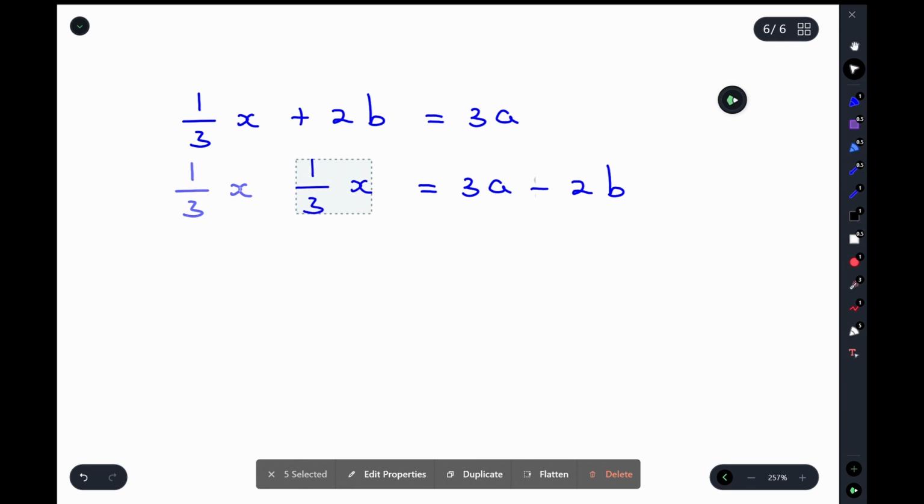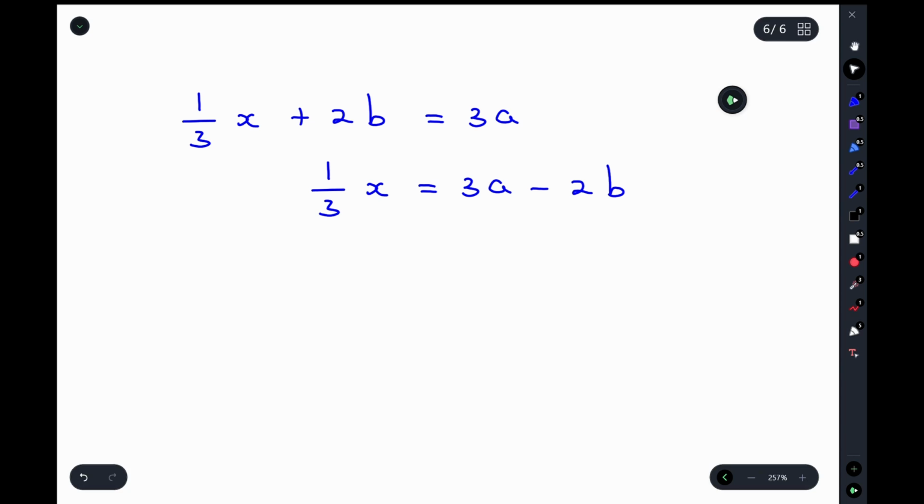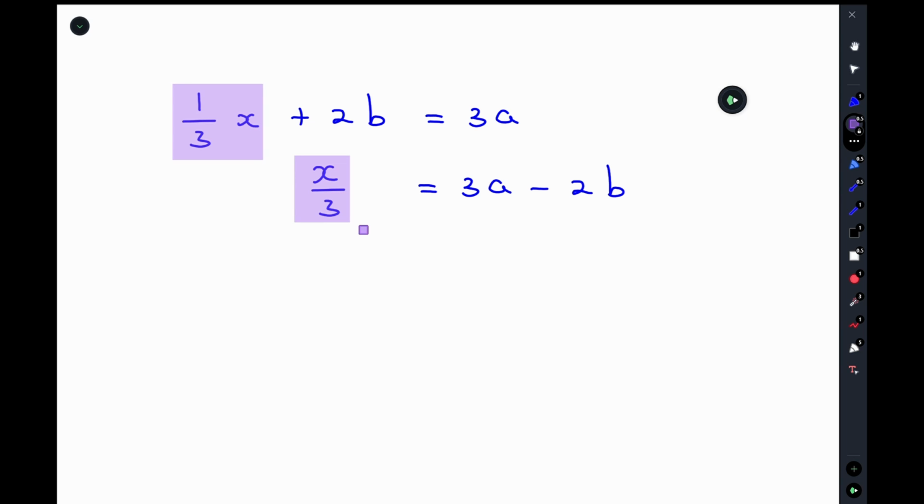Now, 1/3 x, that is not in a form that I prefer in this instance. So instead of 1/3 x, I'm going to rewrite this as x divided by 3. It's the same thing. 1/3 x can be written as x divided by 3. Doesn't matter. But in this case, it suits me more to have it written as x divided by 3.